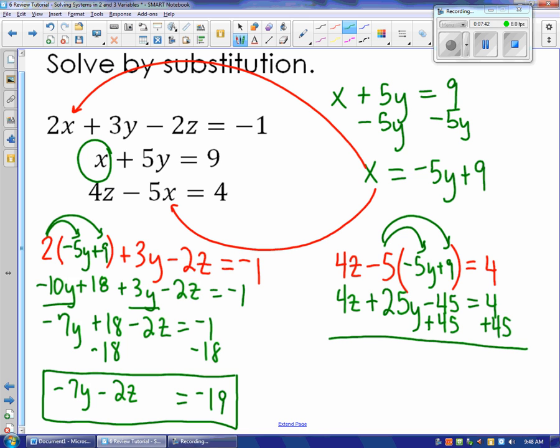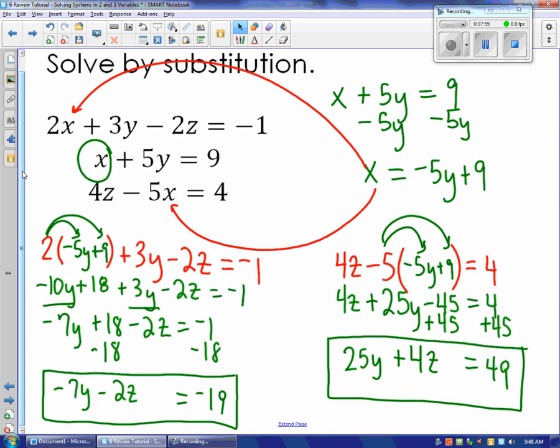All right, so again, like I said, I'm going to put my 25y first, and then I have plus 4z, and that's going to equal 49. And that's my second equation. And now I have 2 equations, and even though I have 2 variables, they're both the same, so it's going to actually make it a little bit easier for me to solve.